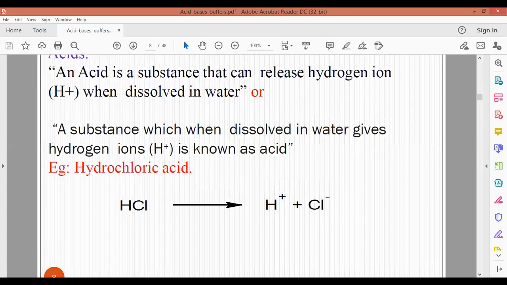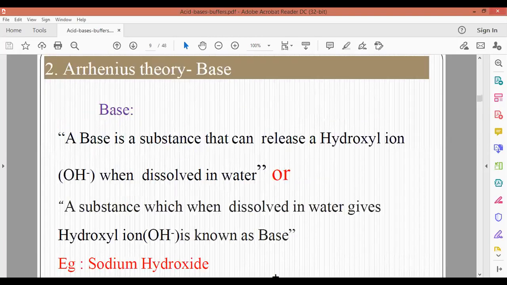Just remember one thing: what is meant by an acid according to Arrhenius theory? The acid is a substance which can release the H+ ion when dissolved in water. That is called an acid. What is meant by a base? A base is a substance that can release the hydroxyl ion when dissolved in water.